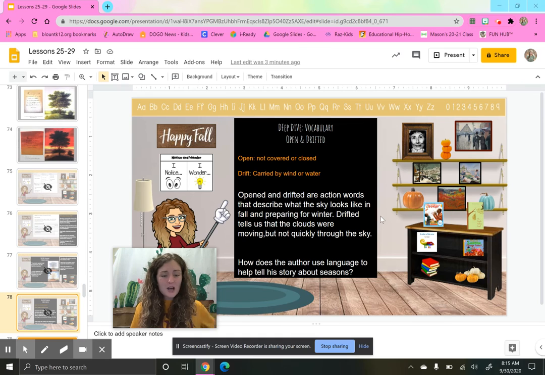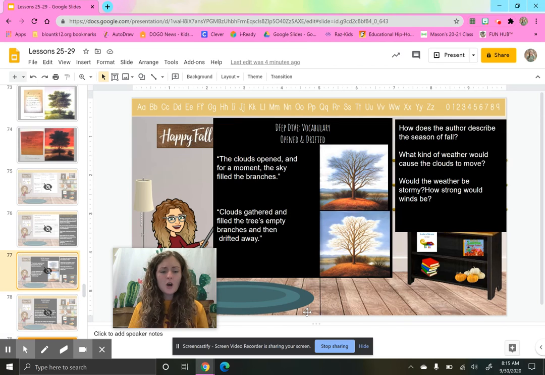So yesterday we talked about how certain words can kind of spark our imagination. What do the words open and drifted help us think about in these pages? What does open and drifted help us use our imagination to think of? The clouds. So the author does a really great job of using describing words, of using action words to spark our imagination of what this story looks like in our minds.